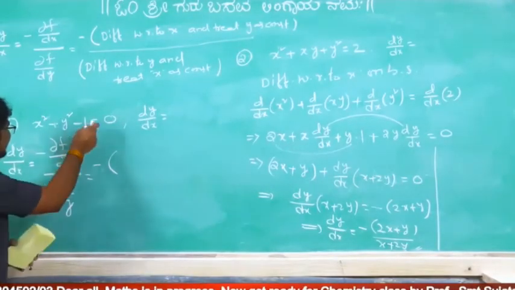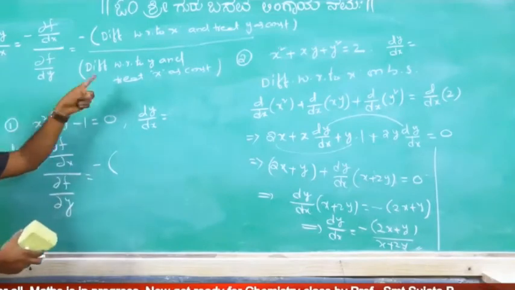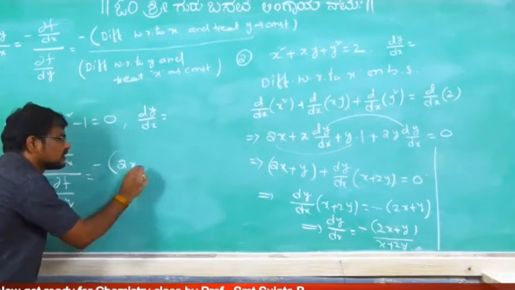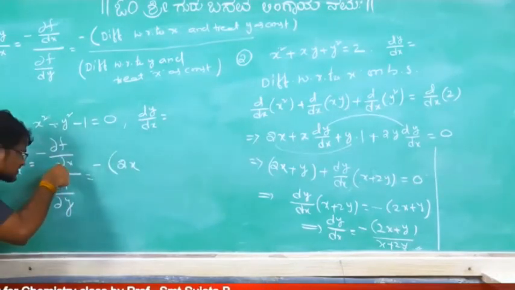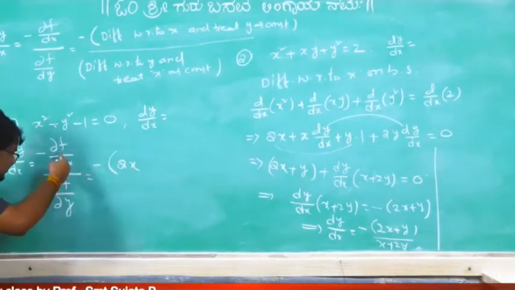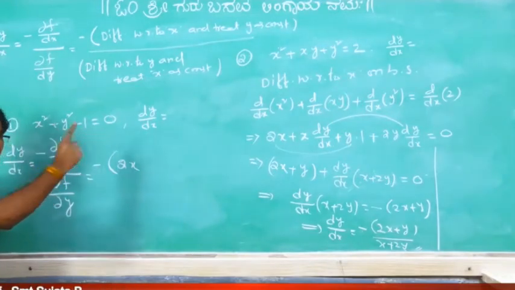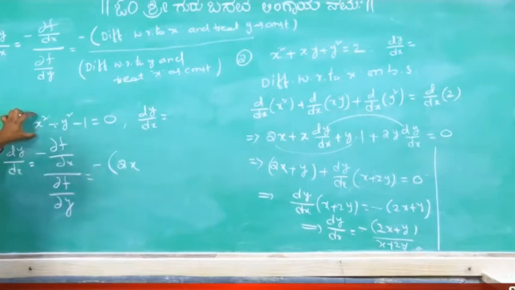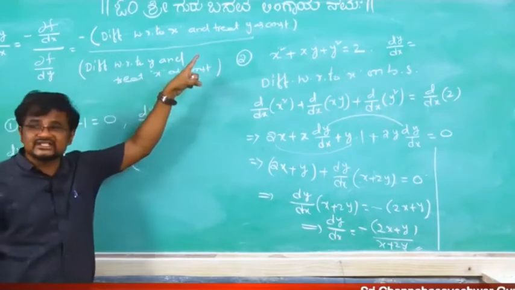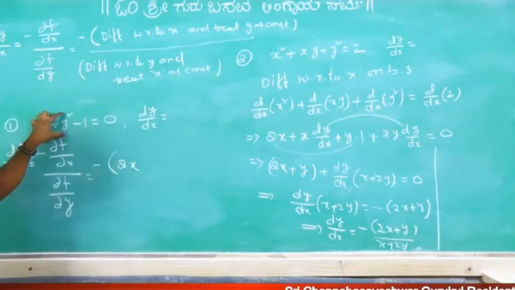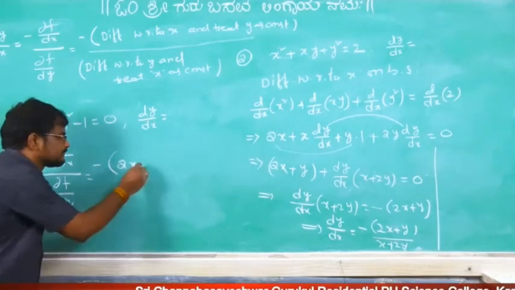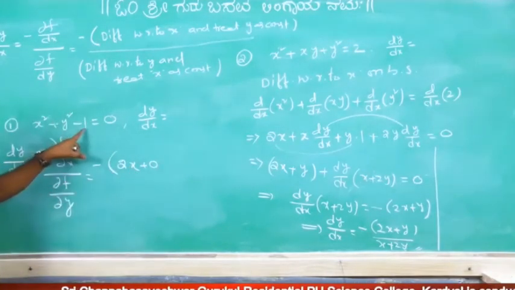Now the differentiation of x square is 2x. Whenever you are doing the differentiation with respect to x, treat y as constant. Differentiation of x square is 2x. And differentiation of y square, we are treating that y square as constant. This is an independent constant, a single constant. So the differentiation of a constant is 0. And the differentiation of this one is 0.